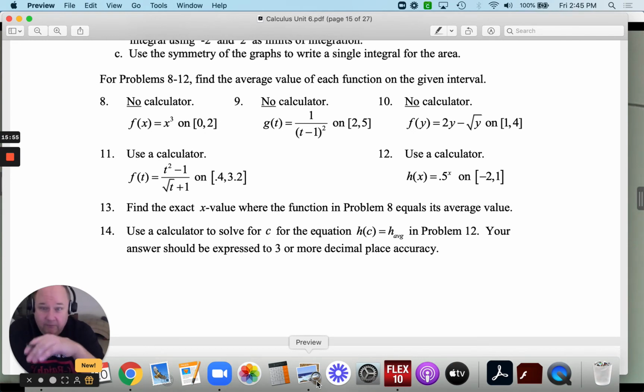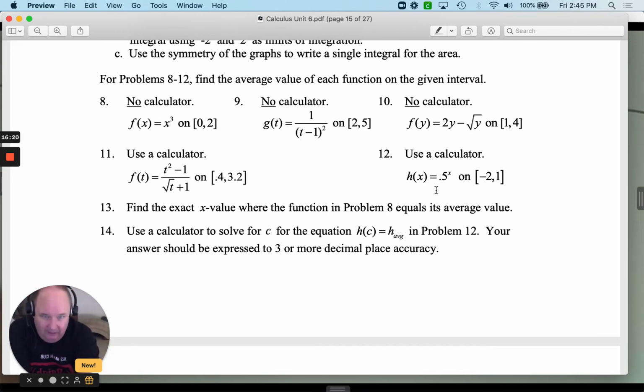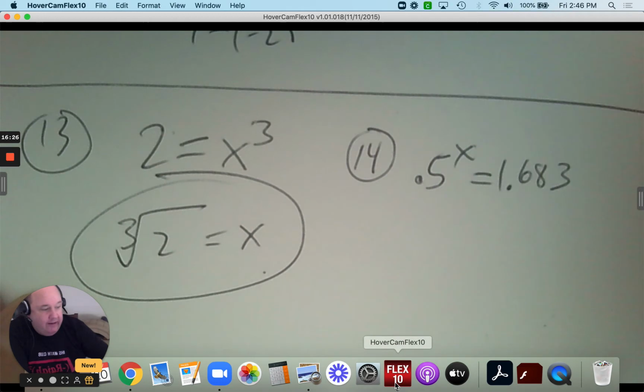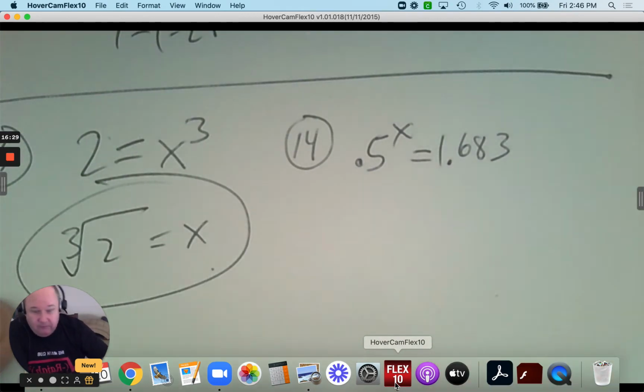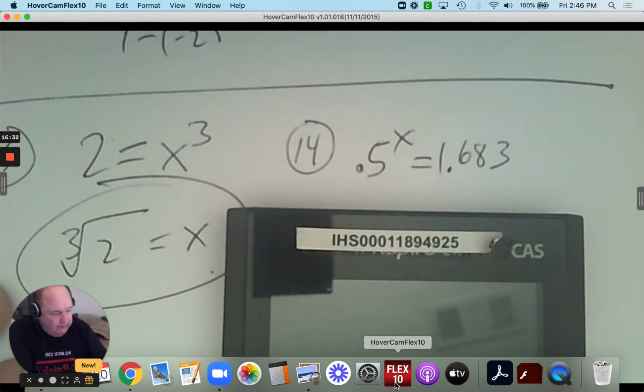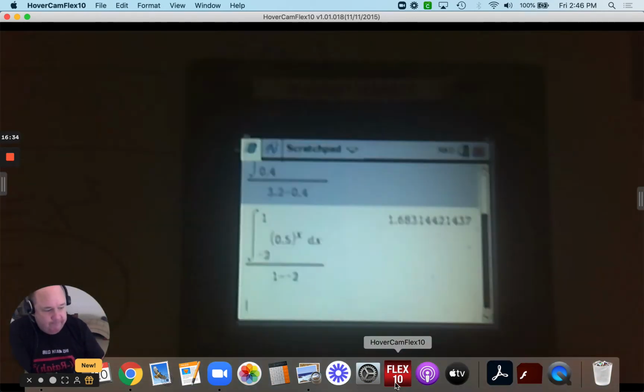Use a calculator to solve for c for the equation h at c equals that in problem 12. So in other words, for number 14, I just did this one. So again, this is the setup. Once you find the average value, make it equal to 0.5x and find the x value where it happens. So that's what it would look like. Now, I'm actually going to take the full number when I use it in my calculator. So how do I solve that with my calculator? I'm going to help you here, okay? So I want to solve that.